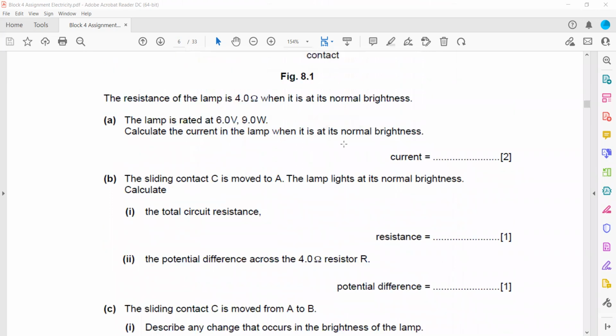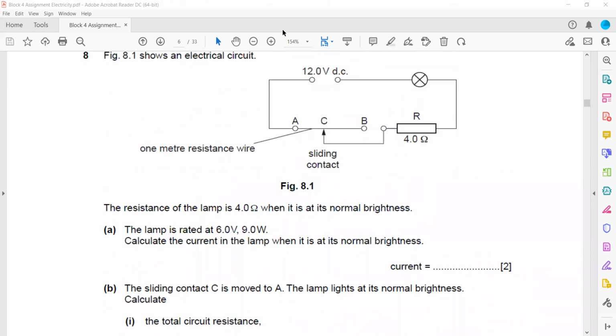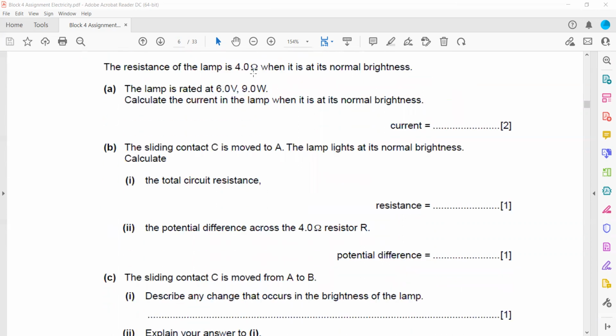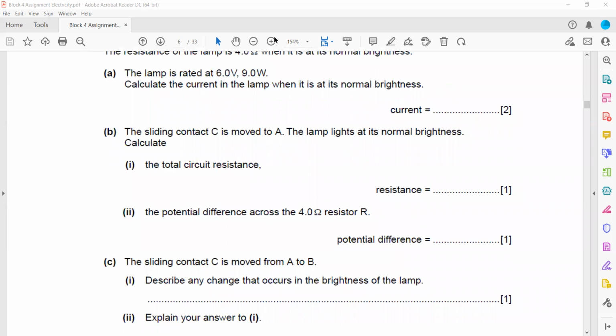Calculate the total circuit resistance. We already know the lamp is 4 ohm, the resistor is 4 ohm, and they are connected in series. Whenever two or more components are connected in series, to find the combined resistance we add them. So 4 ohm is the resistance of the lamp and 4 ohm is the resistance of the resistor. When we add them, it will be 8 ohm.